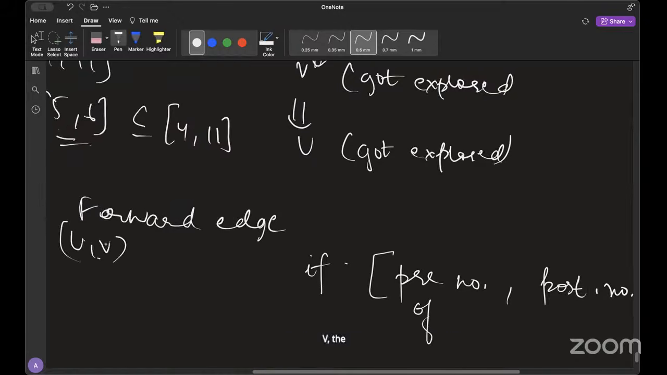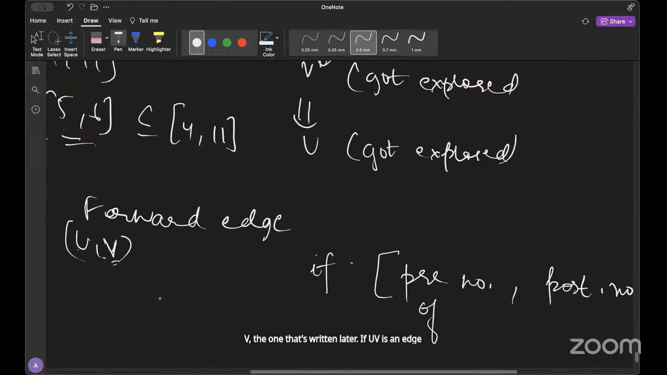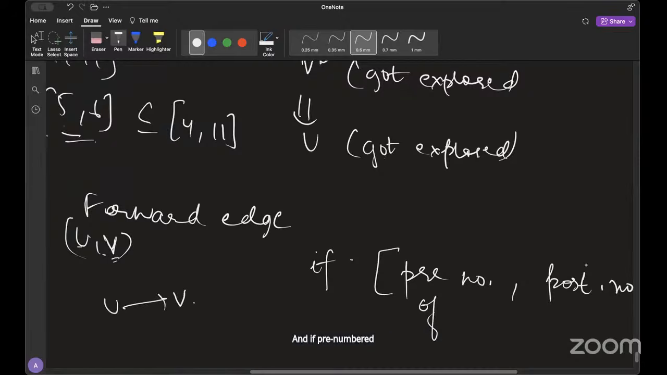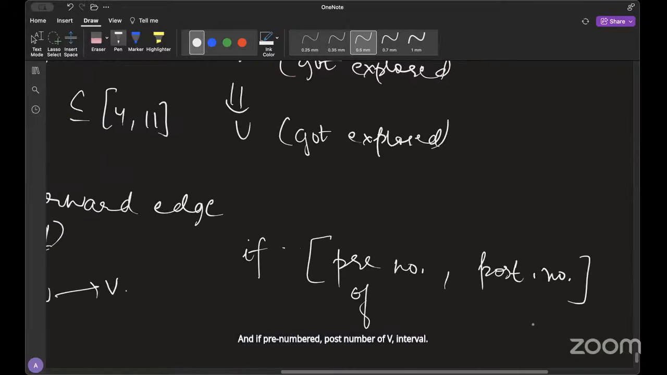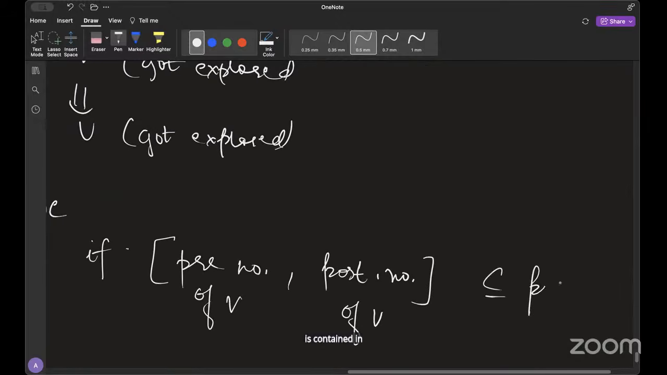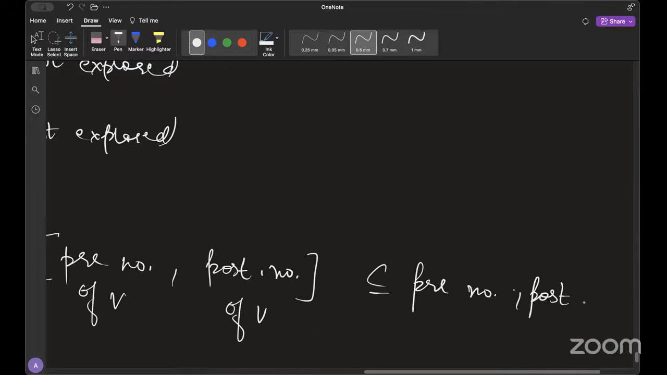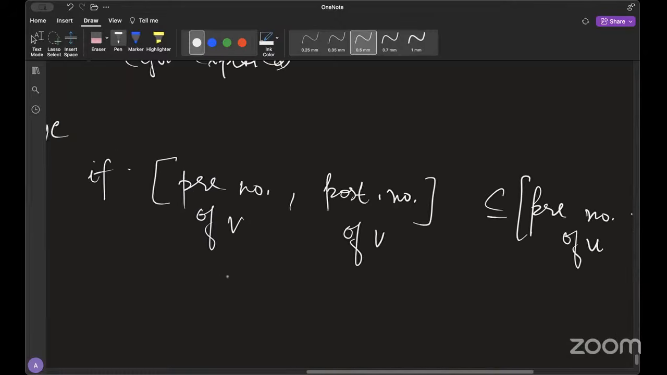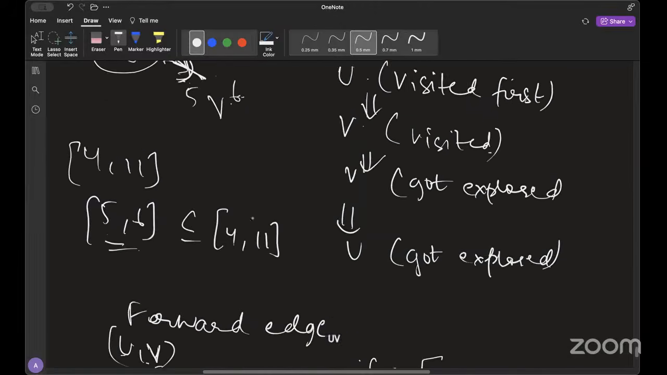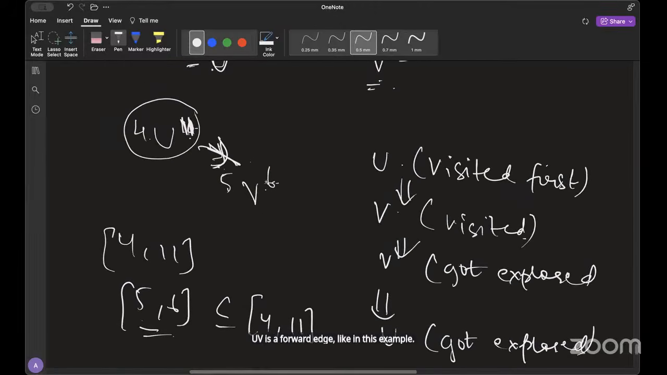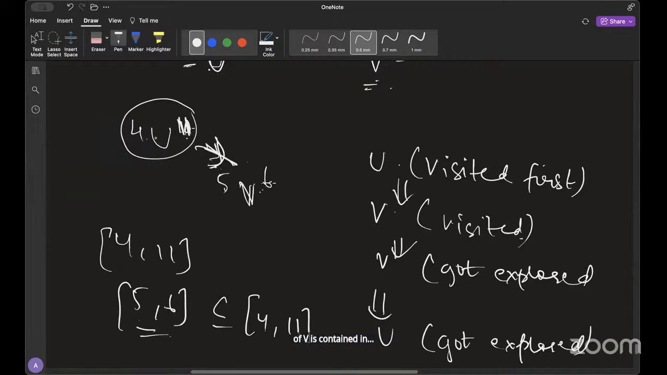Pre-number of V, the one that's written later. If UV is an edge, U to V, and if the pre-number post number of V interval is contained in the pre-number post number of U, then it's a forward edge. UV is a forward edge, like in this example. Pre-number post number interval of V is contained in pre-number post number of U interval. That's why this one is a forward edge.